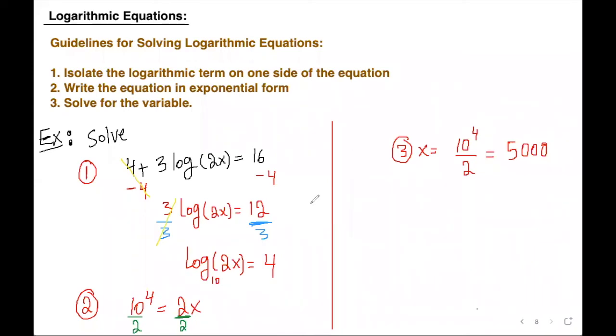Is it clear? Yeah. Okay. Another one. So, example.